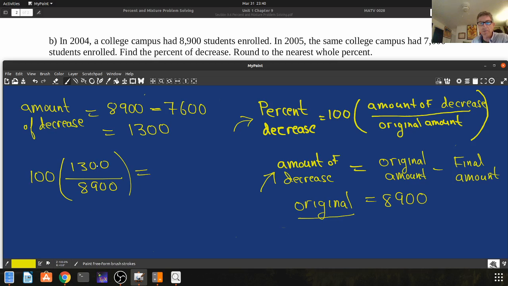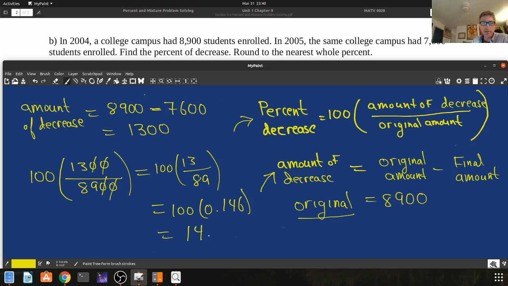So all we have to do is simplify this. Again, I'm going to take off 2 zeros. So that's 100 times 13 divided by 89, which turns out to be 100 times 0.146, which is equal to 14.6%. Again, remember, since there's that factor of 100 right there, our final amount is actually a percent. No need to do further conversion.